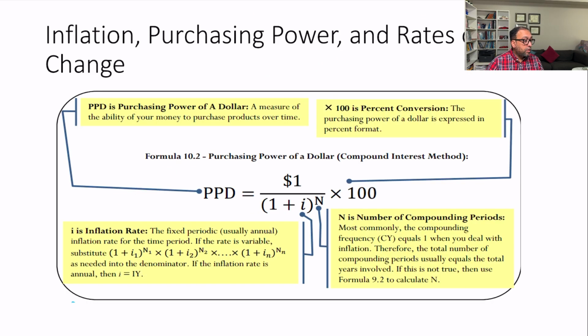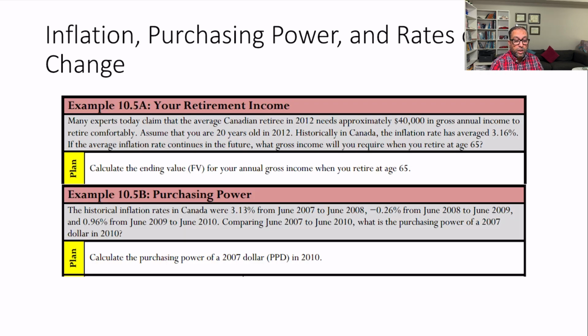The last topic in this chapter is inflation, purchasing power, and rate of growth. So we can calculate the purchasing power of a dollar, PPD, is equal to $1 divided by 1 plus I exponent n, times 100. So this is the way that we can calculate the purchasing power. So the last two questions for this topic.